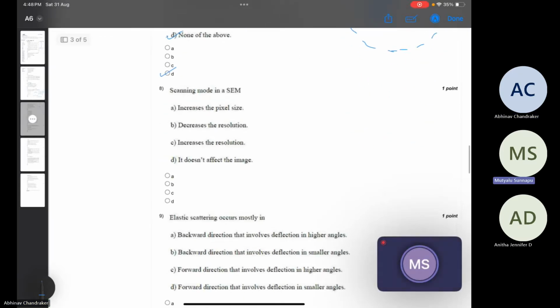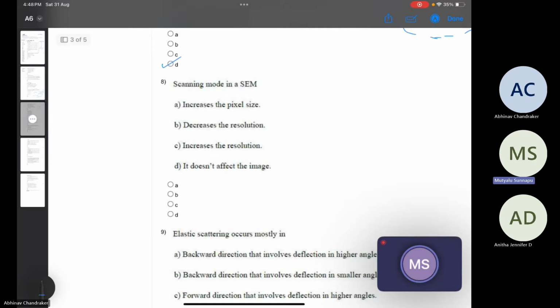Scanning mode: does it increase the pixel size, decrease the resolution, increase the resolution, or not affect the image? It increases the pixel size, no?